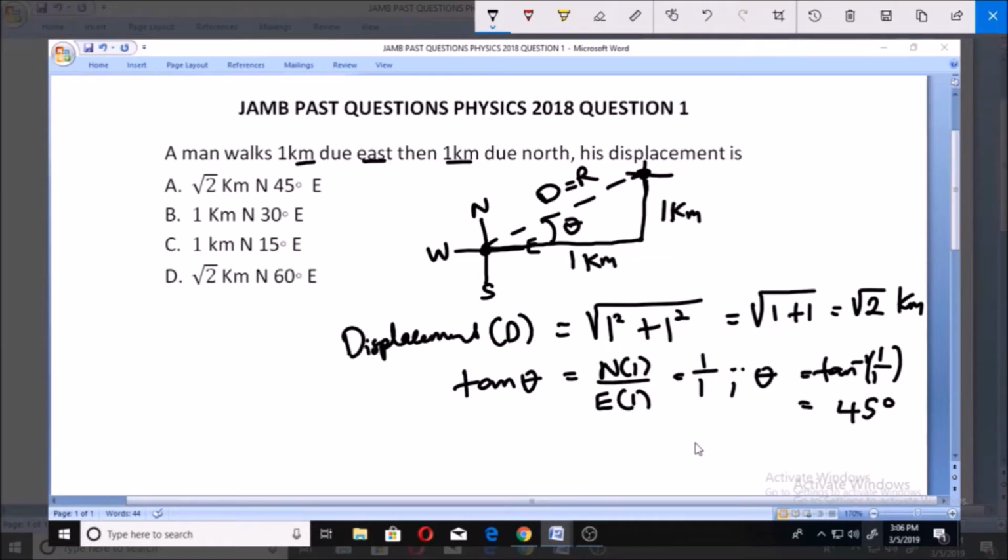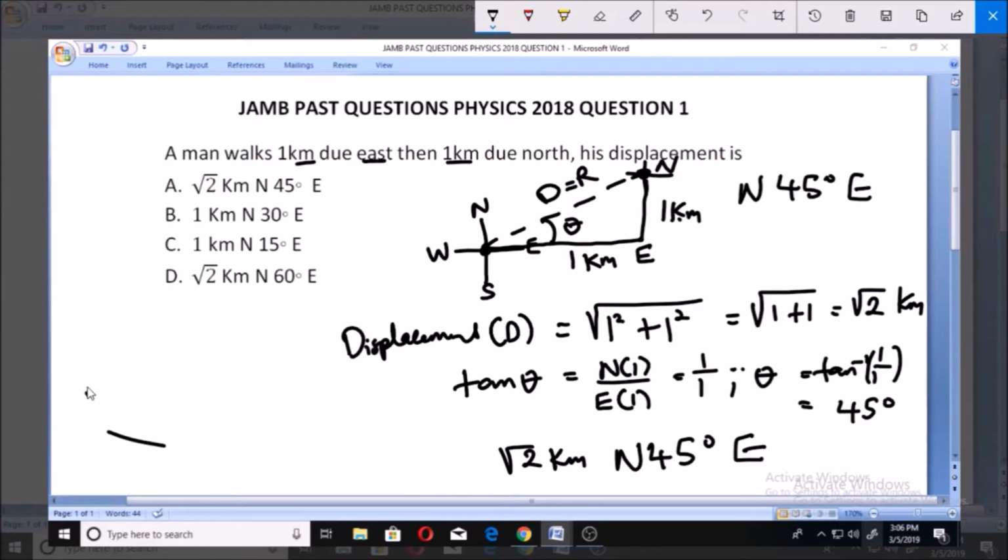Now, having this as 45 degrees, how do you mention the direction? It's simply north first, north 45 degrees east, because it's going north. This is north, this is north, and this other direction is east. So if you are combining the whole thing, now you have root 2 kilometers north 45 degrees east. So this is the complete answer.